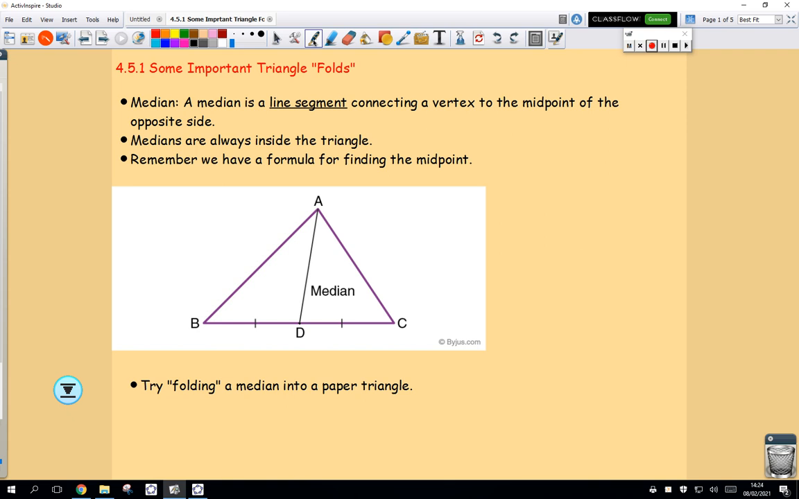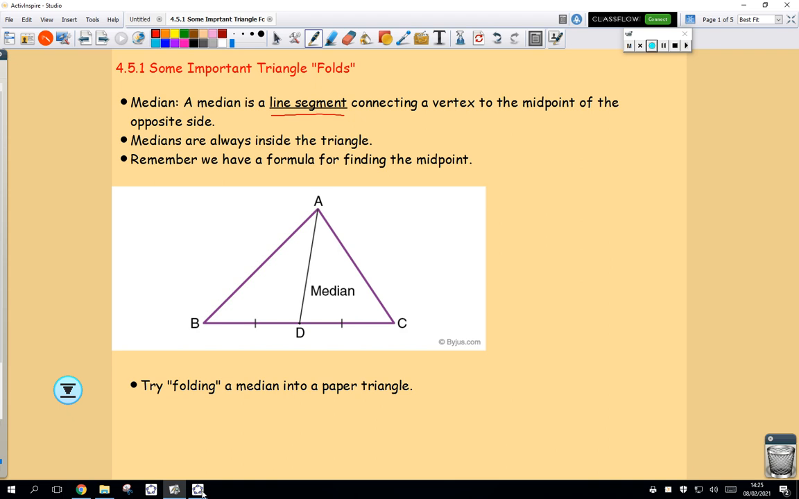Okay, the first one I'm going to talk about is a median. A median, first of all, is a line segment, so it has 2 endpoints. It connects a vertex to the midpoint of the opposite side. So if I look at this original triangle here, ABC, we've got a line segment here from A, and that's going to the midpoint of BC. That D is exactly halfway along. You can see that with the tick marks. So that's the median. I'm going to look at constructing that on GeoGebra.